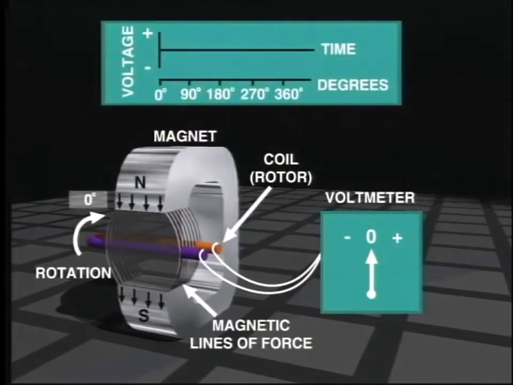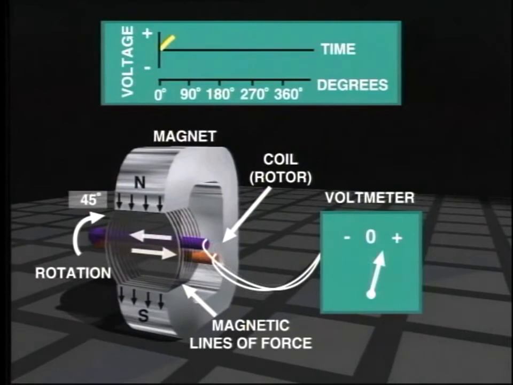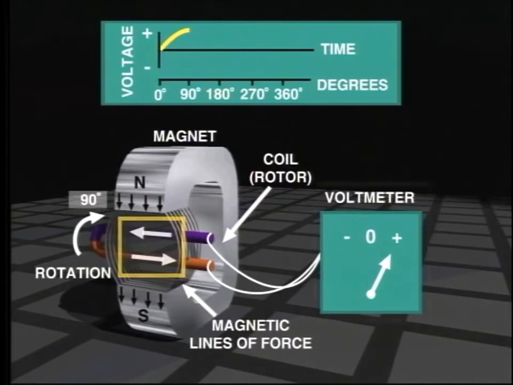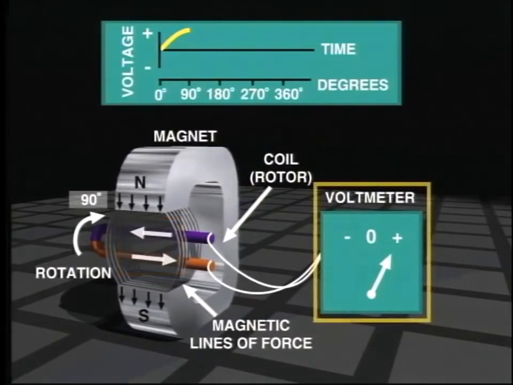At 0 degrees, the coil is not cutting any magnetic flux at all, and therefore the induced voltage is 0. The value of induced voltage is maximum when the coil is in the 90-degree position, because here we have the maximum rate of cutting magnetic lines of force. The direction of induced voltage in the purple conductor is opposite to the voltage in the red conductor. The voltmeter therefore receives the sum of the two voltages.